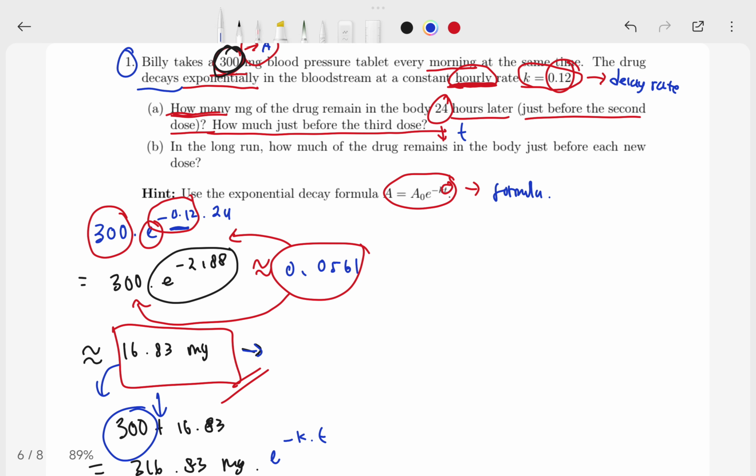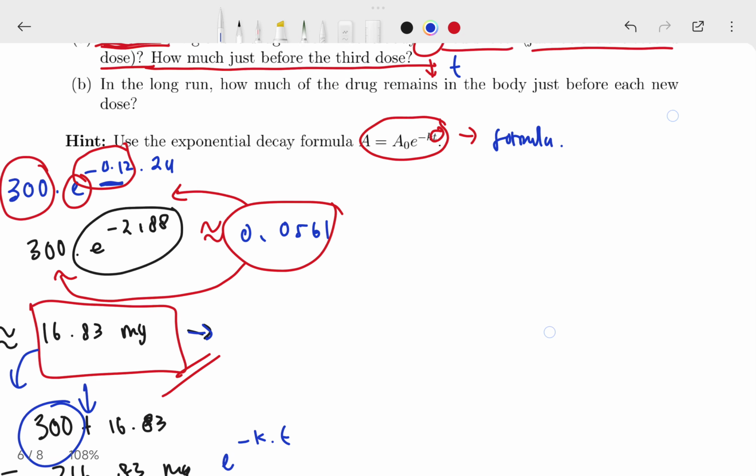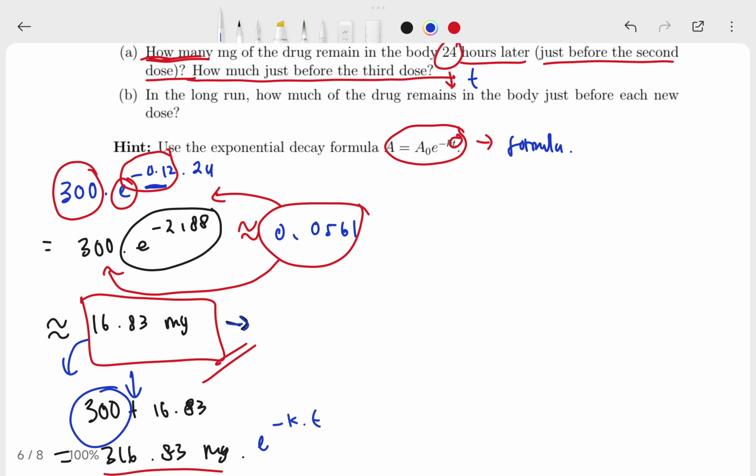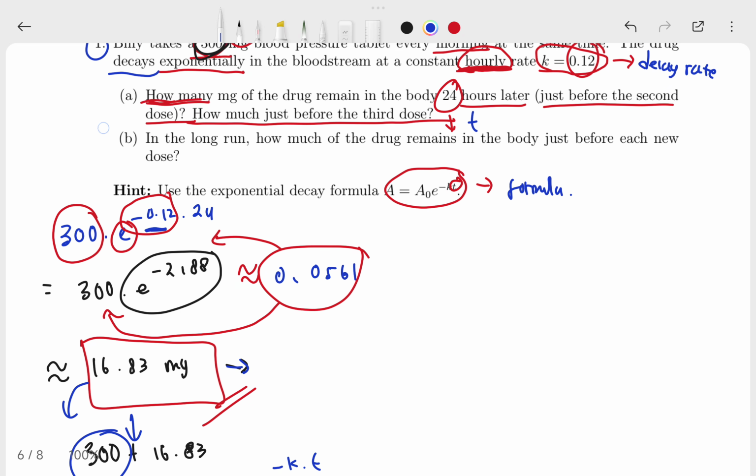Then we move to number B. In the long run, how much of the drug remains in the body just before each new dose? So it's just in the long run. He takes the pills like in the previous number: the first time, the second time, and the third time. Here, he takes it repeatedly and regularly, like the third, the fourth, the fifth, and so on. How much of the drug remains in his body?